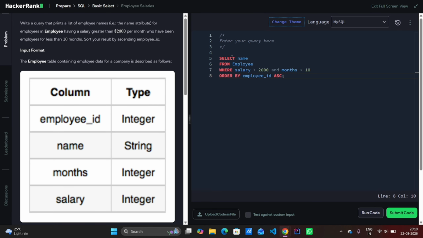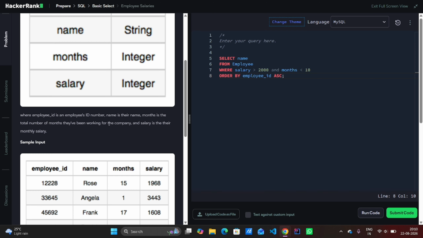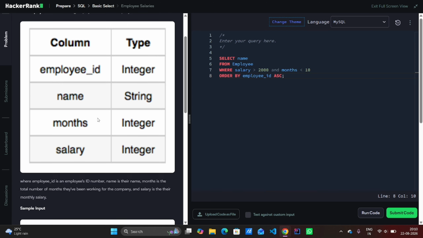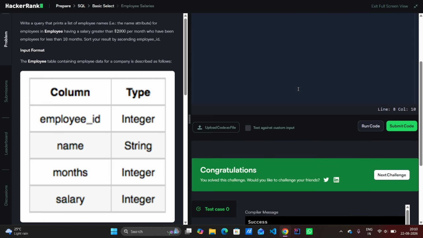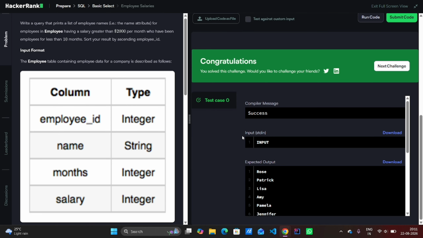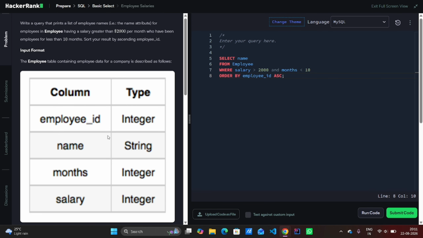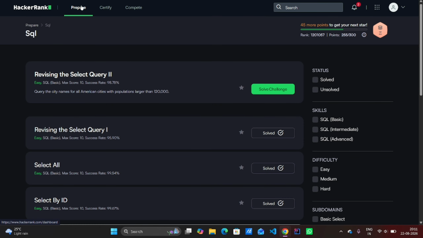I will explain this once again. We have just selected the names of the employees from the employee table, and we have applied the condition that the employee salary should be greater than 2000, and the months they have been working for the company should be less than 10 months. And we just have to order them according to their employee ID in ascending order. Okay, so we got the success message, compiler message as success. Let's quickly move to the next question.